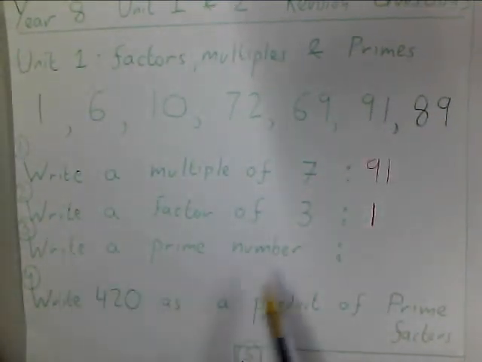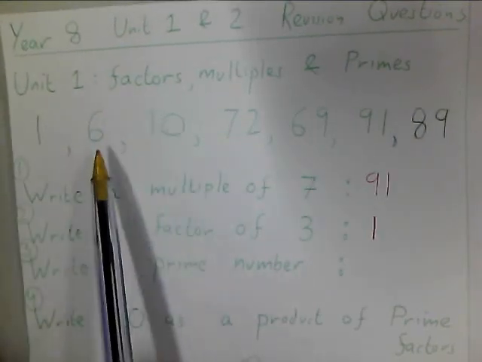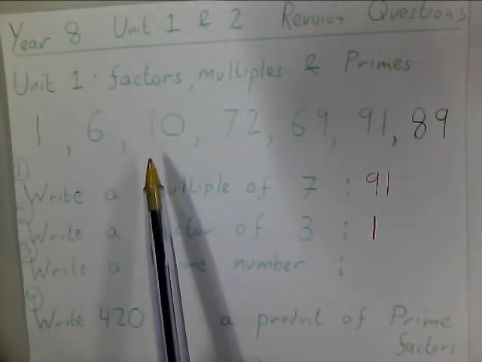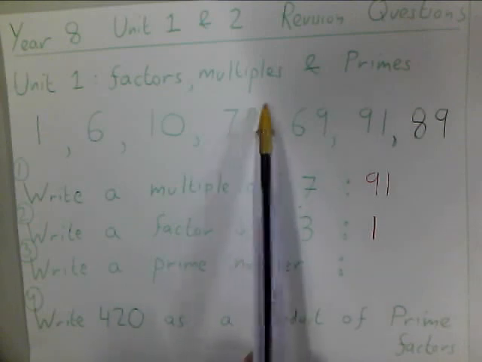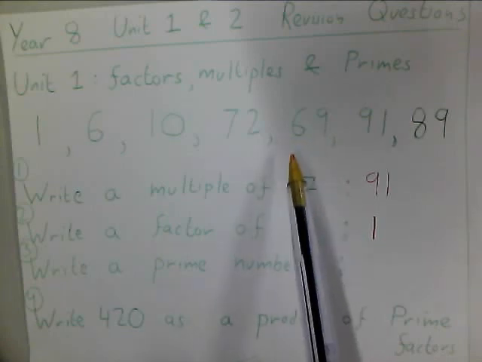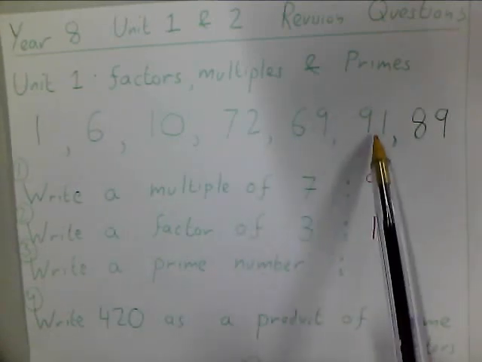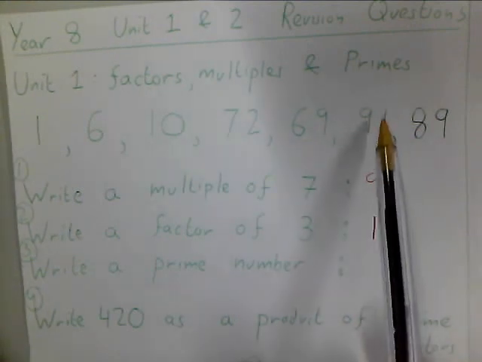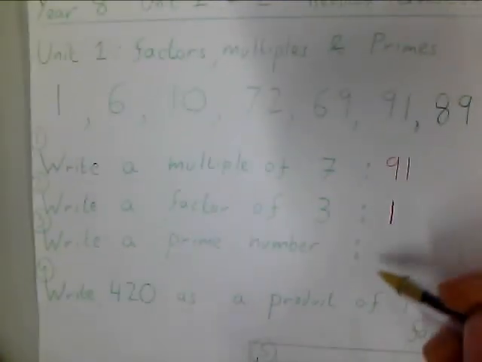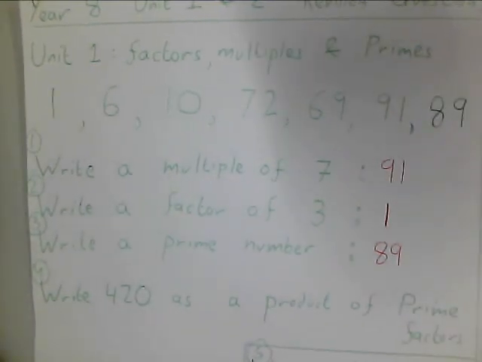Okay, and finally a prime number. Well, I know a prime number has exactly 2 factors. So 1 has 1 factor, that's no good. 6 has at least a few factors because 2 goes into it. With 10, 2 and 5 go into it, so that's no good. 72, it's an even number, so 2 goes into it, so that's no good. 69 is divisible by a few numbers, including 3. 91 we've concluded is in the 7 times table, so that's not a prime number. So that leaves us with 89, and if you're to check it yourself, 89 only has the 2 factors, 1 and 89. So there is my answer for those ones.